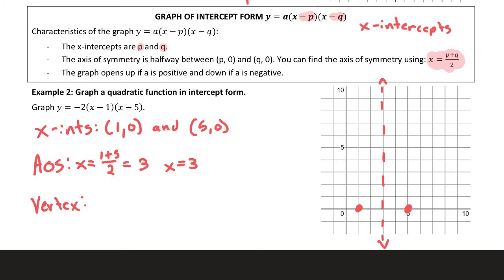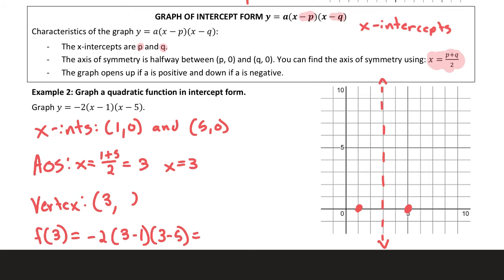Now our vertex is a point. It's going to have an x value of 3. We don't know the y value yet. The way we find that y value is we plug that x value into our function. Sorry, x minus 3: 3 minus 1, and then 3 minus 5. So I'm just substituting that axis of symmetry into the function to find the y value of my vertex. So let me say that one more time.